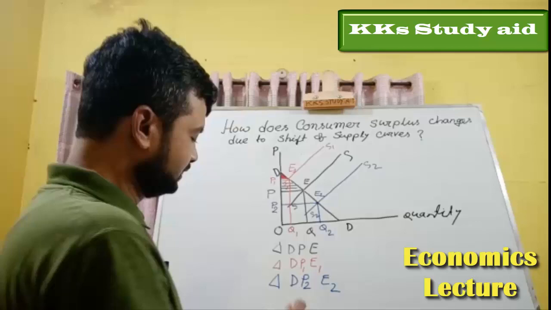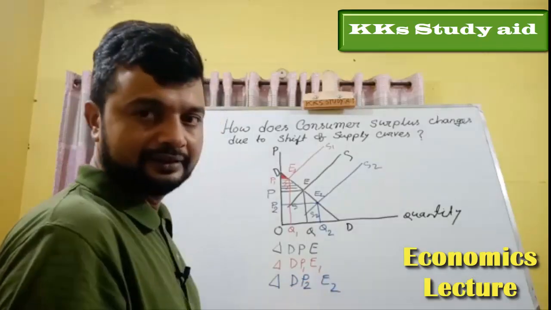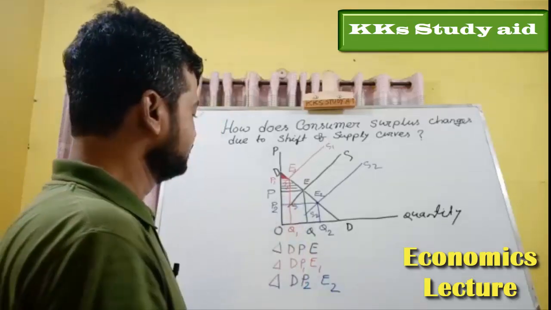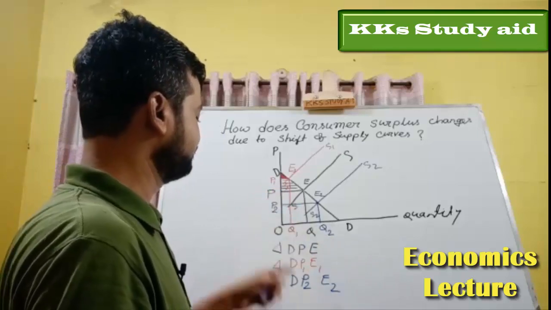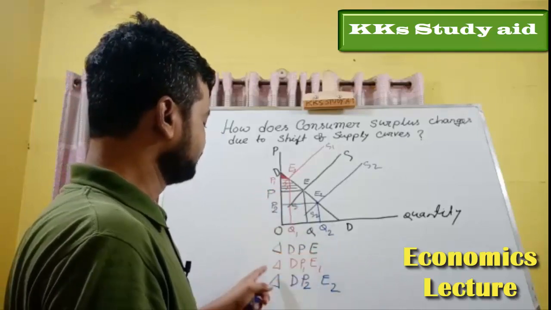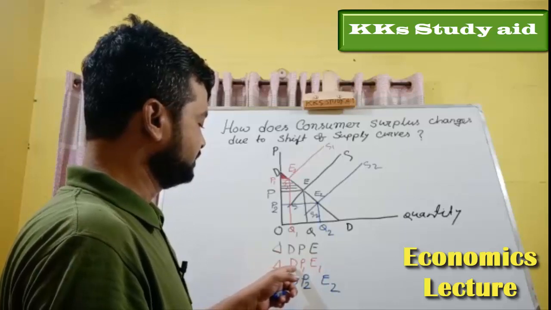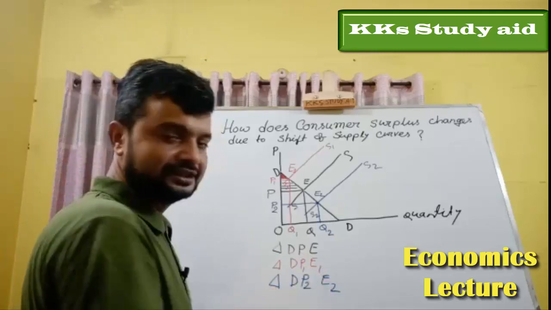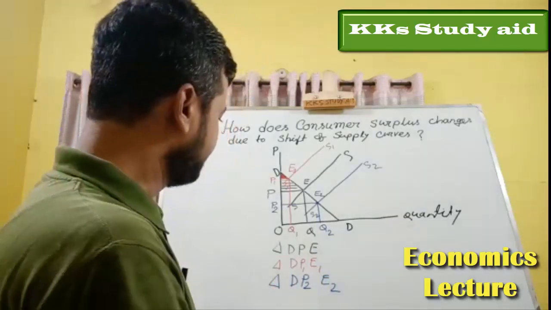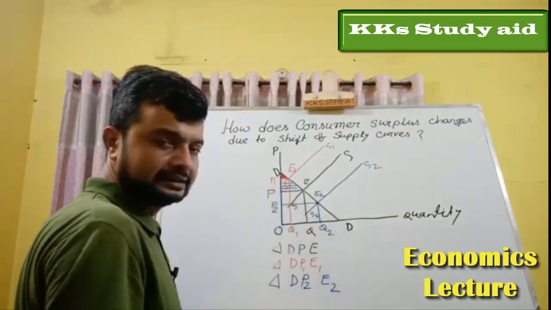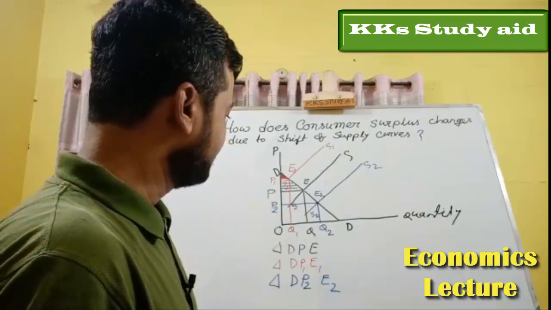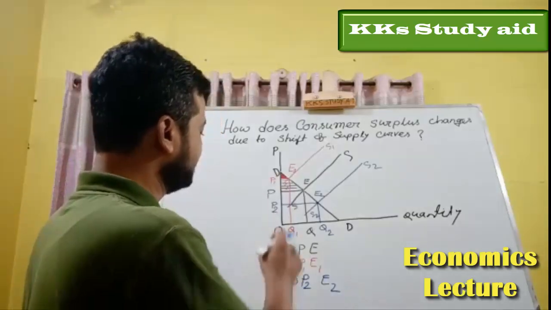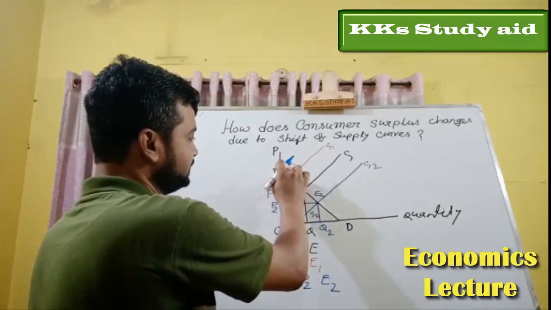Clearly we see that DP2E2 is a triangular area which is the largest among the three triangular areas we see here. First, the triangular area DPE, second, triangular area DP1E1, and third, triangular area DP2E2. DP2E2 is the largest triangular area where price is P2 and this is the lowest price. So we see that when price is the lowest, the consumer surplus is the highest, and when the price is the highest, the consumer surplus is the lowest.